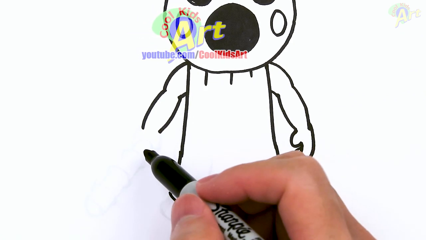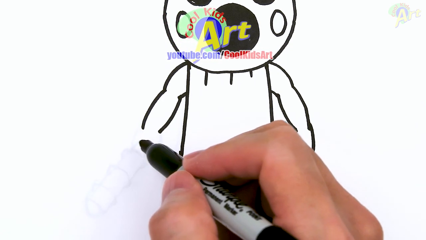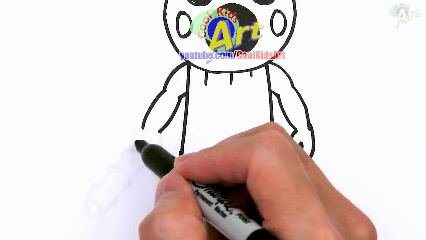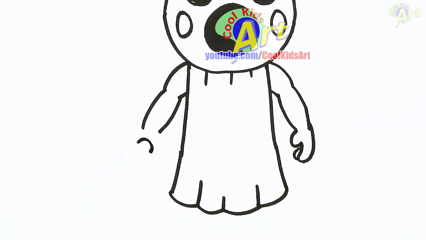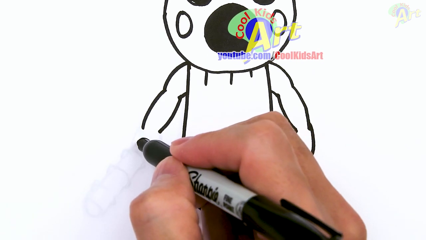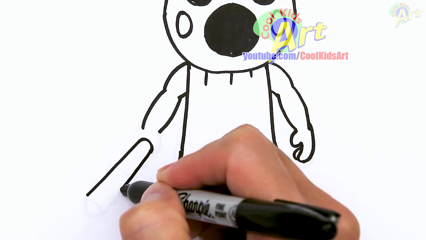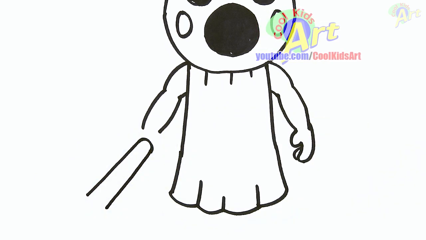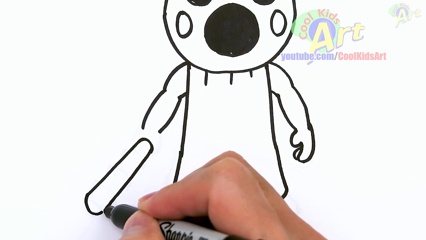Alright, so now let's draw in this hand, and this one's holding the little bamboo stick right here. So before we draw in the hand, we're gonna draw in the stick first. So just come down right here. Let's draw one little curve. And then we're gonna flare this out. Make it a little bit wider on the bottom. Round out the tip.